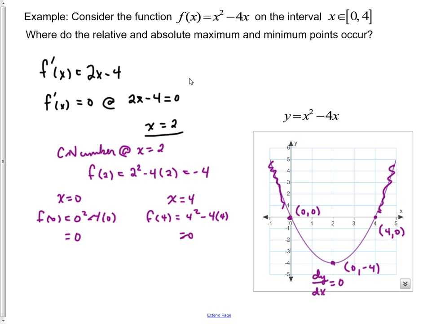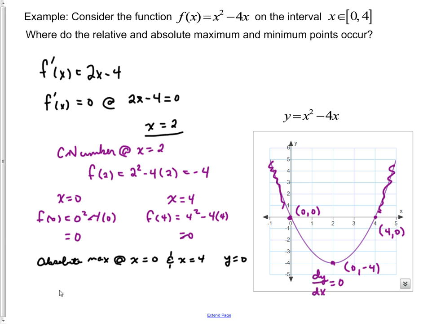So what would we say? Well, if we're looking for absolute maximum points, we could say that the absolute maximums occur at two places, x equals 0 and x equals 4. We can have more than one of those, right? More than one absolute maximum. Because at those points, y is equal to 0.